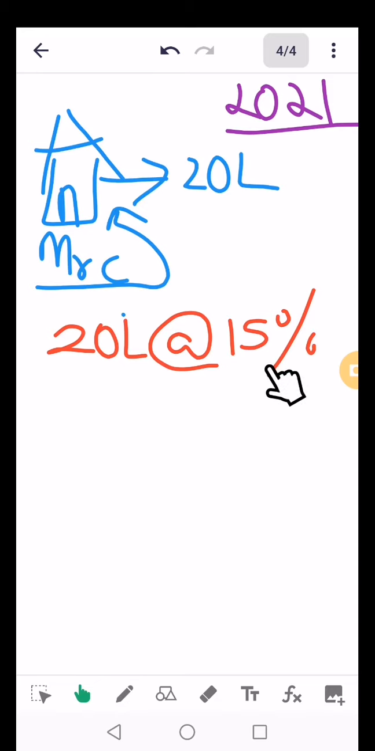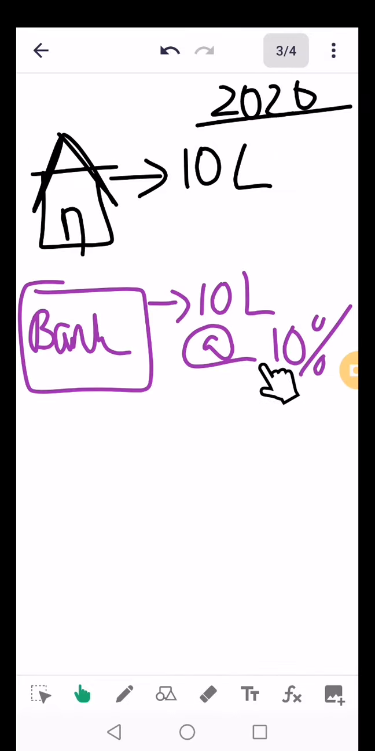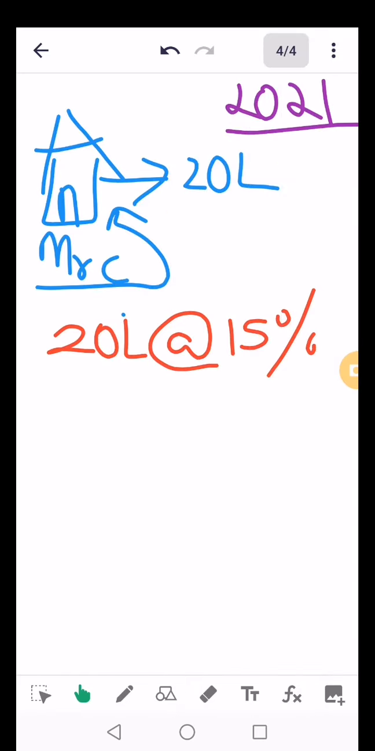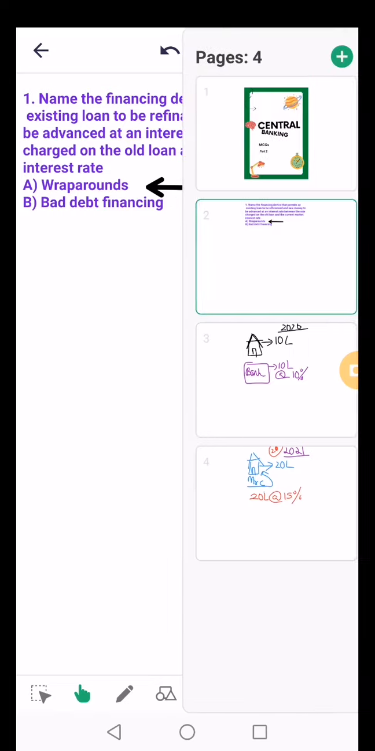This rate will usually be greater than this particular rate. The reason is, let's say that the interest rate in the market in the year 2021 is 20%, just as an example. As we studied in the definition, the rate of interest is in between the rate charged on the old loan and the current market interest rate.